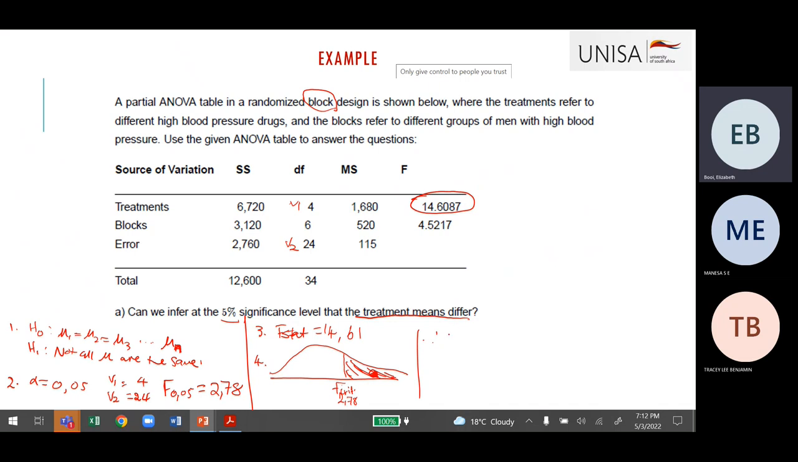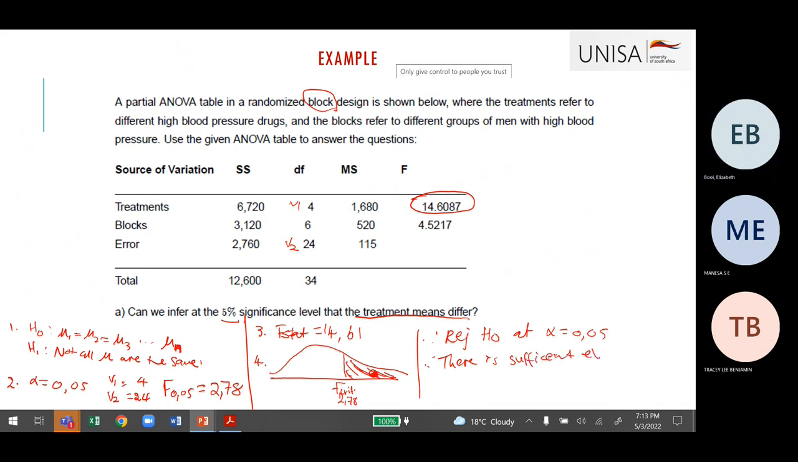Therefore, our decision will be we reject the null hypothesis at alpha of 0.05. And we conclude that there is sufficient evidence that not all population means are the same. And that's how you will conduct a hypothesis testing. Let's look at another.